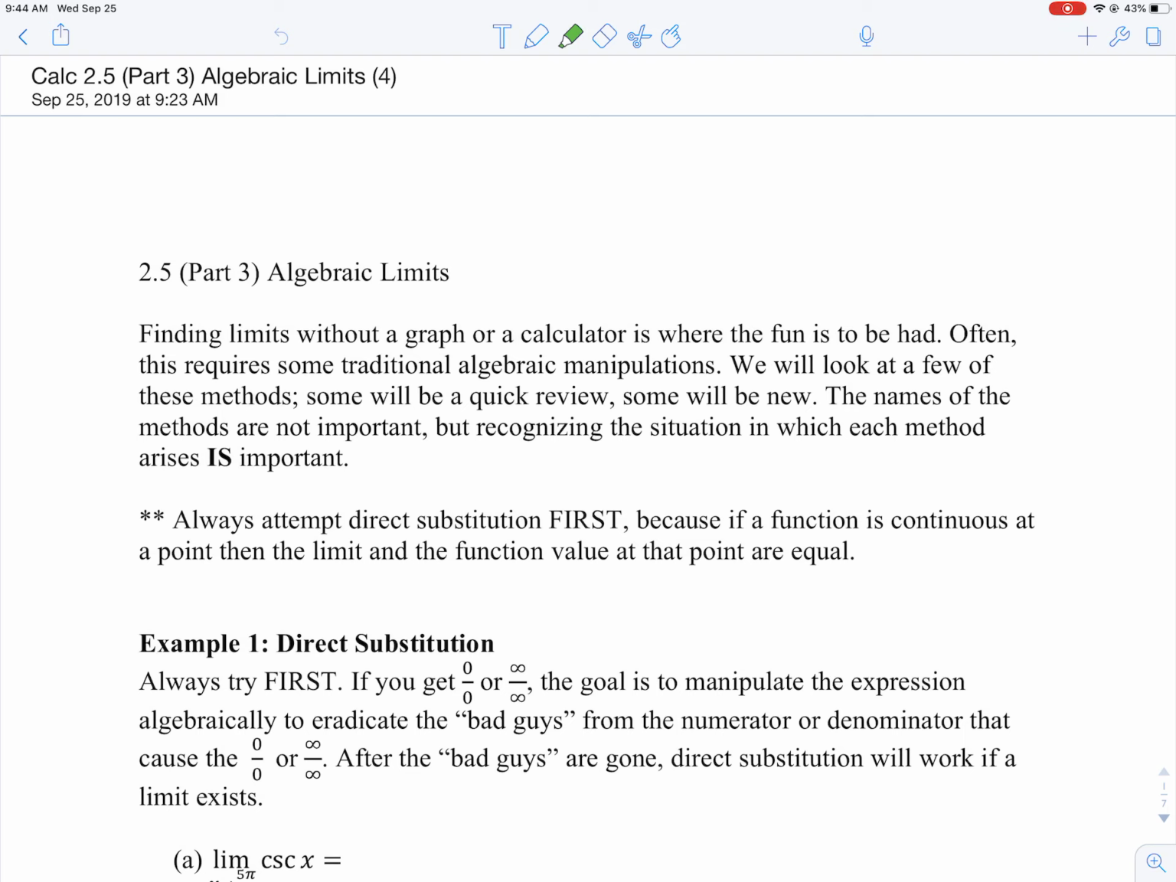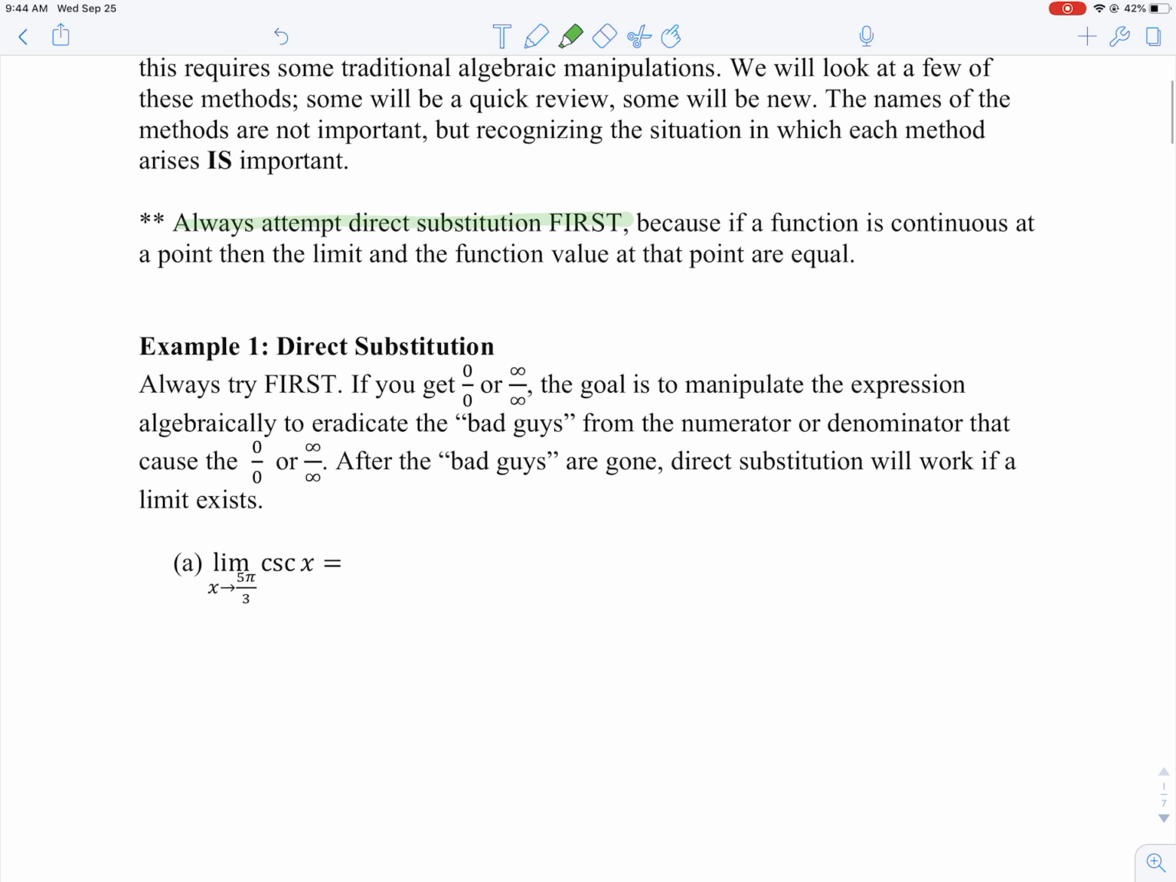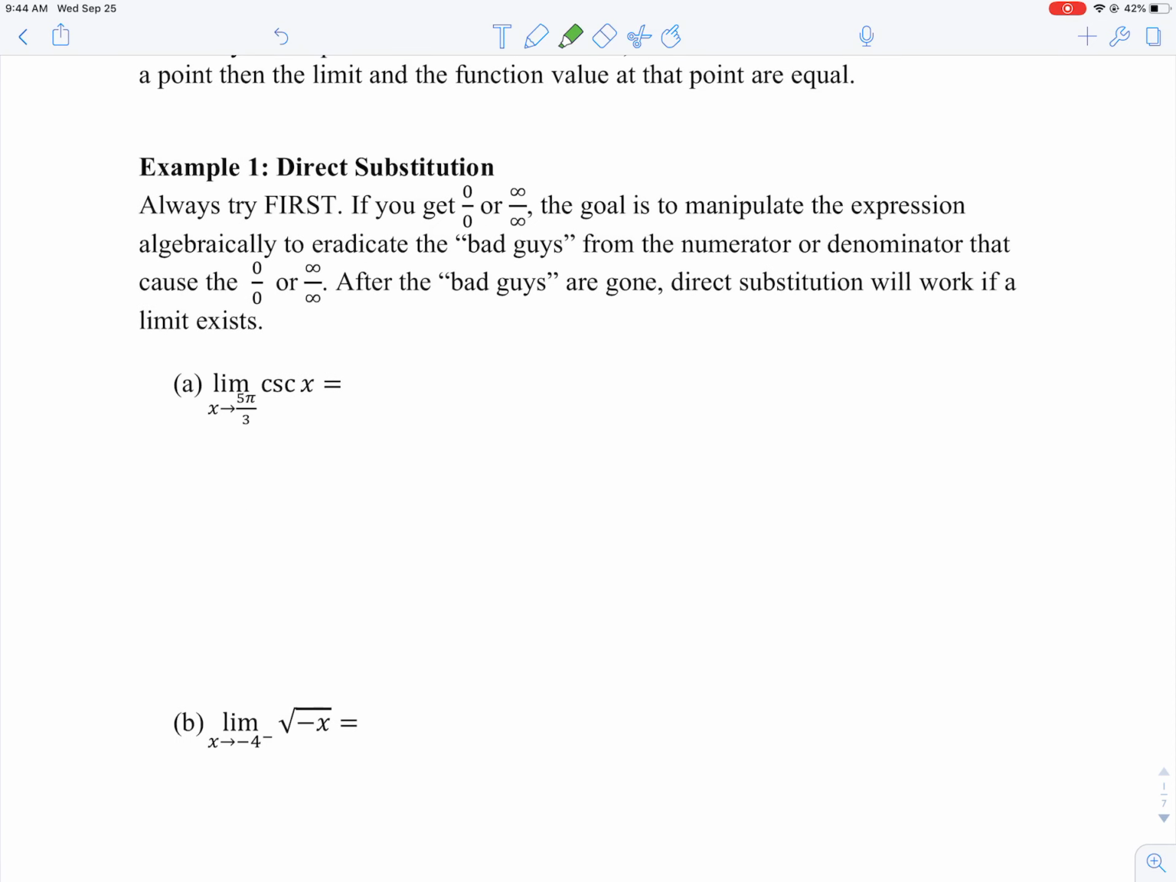Your go-to is always going to be to first attempt direct substitution, so just plugging into the function the value that x is approaching. Because if a function is continuous at that point, then the limit of the function will end up matching the point. You do need to be careful. With piecewise functions, it's not really a good idea to do direct substitution, but for any other type of function, you'll want to try direct substitution first. That'll be your go-to. So our first example, like I said, we're always going to try direct substitution first.